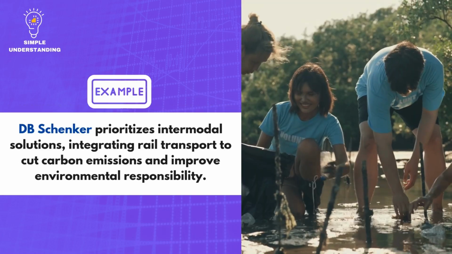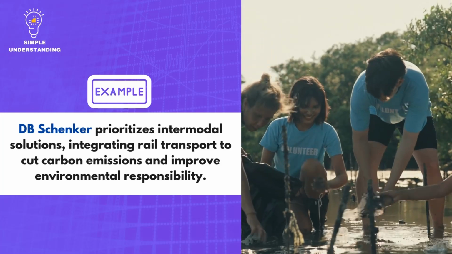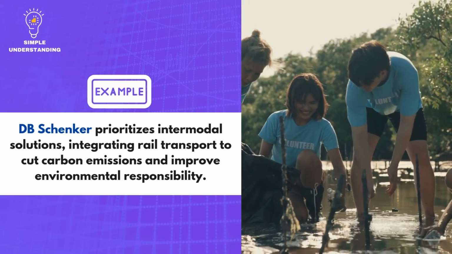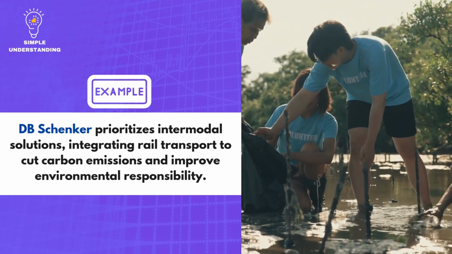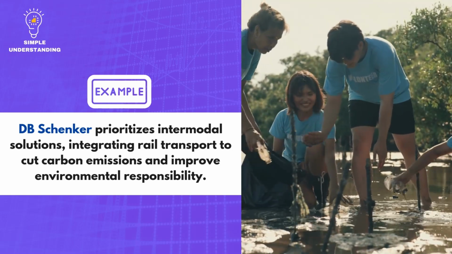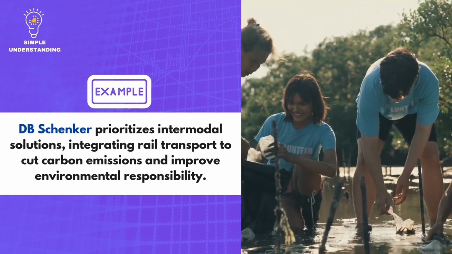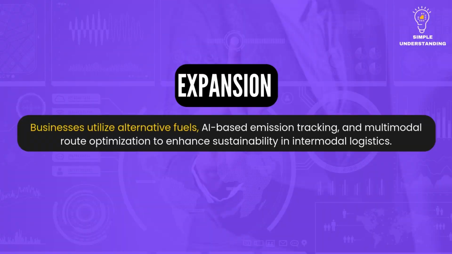Real company example: DB Schenker prioritizes intermodal solutions, integrating rail transport to cut carbon emissions and improve environmental responsibility. Expansion: businesses utilize alternative fuels, AI-based emission tracking, and multimodal route optimization to enhance sustainability in intermodal logistics.